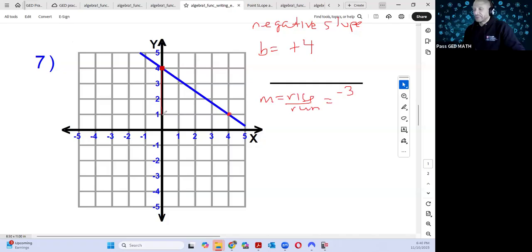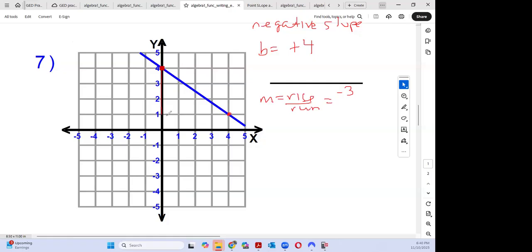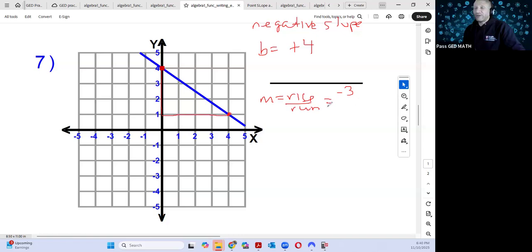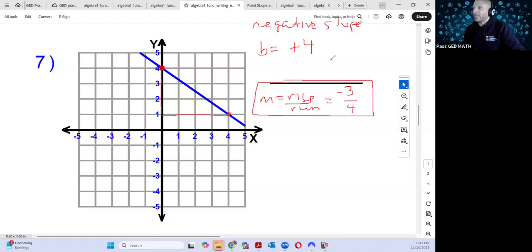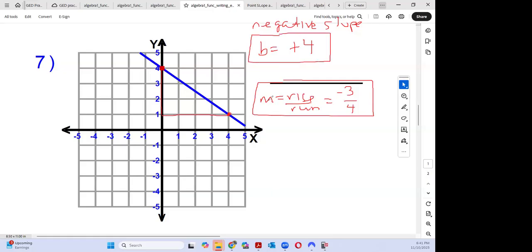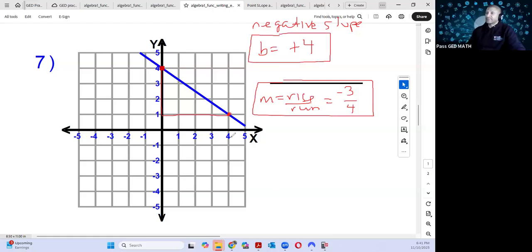Now which direction do I need to go for my second point? You're going right. How many? Count with me. 1, 2, 3, 4. So my rise was -3. My run was 4. What's my slope of this line? -3/4. What's my y-intercept? Plus 4.